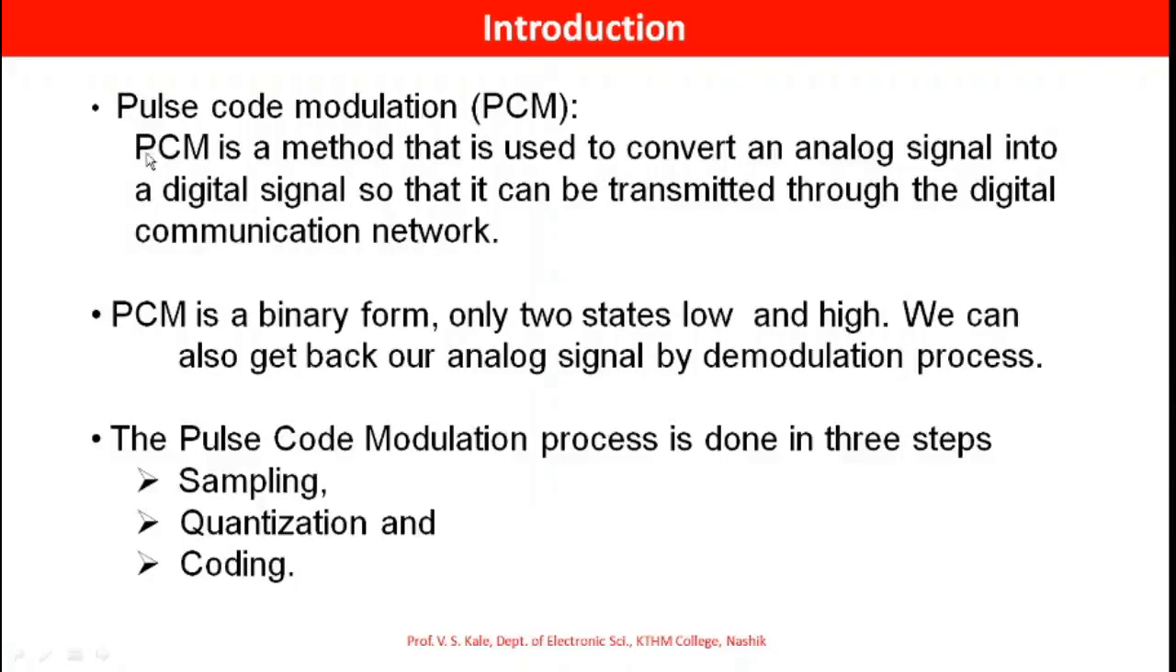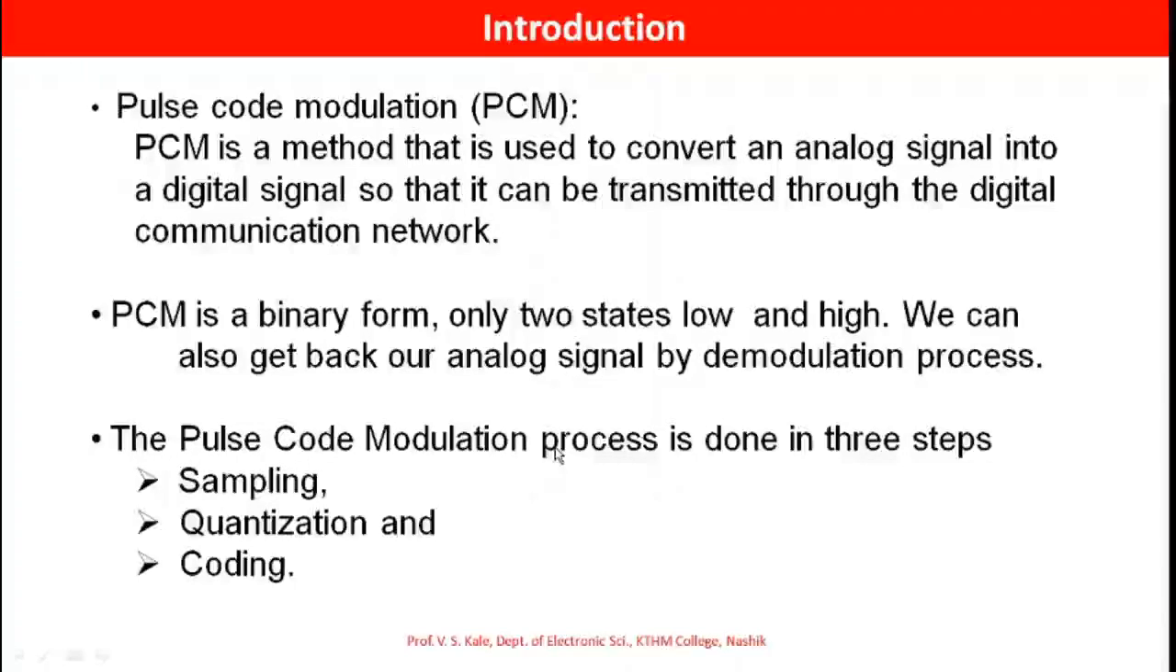Introduction. Pulse code modulation, in short PCM, is a method that is used to convert an analog signal into a digital signal so that it can be transmitted through the digital communication network. PCM is a binary form having only two states, low state and high state, that is 0 and 1. We can also get back our analog signal by the process of demodulation.